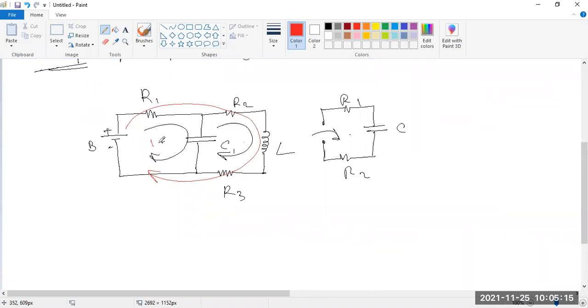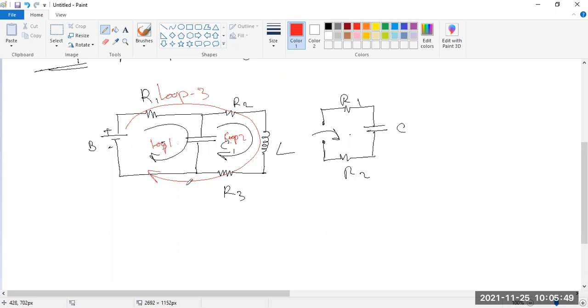If you say this is loop one, this is loop two, and this is loop three, the most elementary are just loop 1 and loop 2. But if you say loop 3 is a mesh, it will be wrong, because loop 3 can be further divided into loop 1 and loop 2. So mesh is only loop 1 and loop 2, and the total loops are loop 1, loop 2, and loop 3.